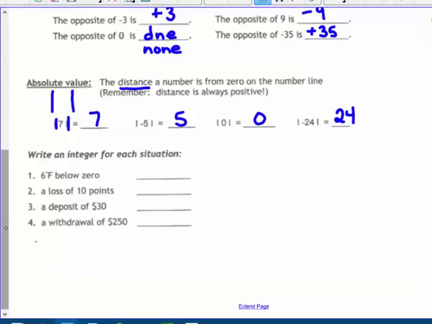Let's write an integer for each situation. 6 degrees Fahrenheit below 0. It says write an integer, so I'm not going to label it. Just writing the number, 6 degrees Fahrenheit below 0 would be represented by negative 6. A loss of 10 points would be represented by negative 10. A deposit, if you're depositing money in your account, that's a positive. Positive 30. Again, no labels, no dollar signs. And a withdrawal, if you're going to withdraw money out of your account, that would be subtracted by the bank. A withdrawal is subtracted or negative 250.